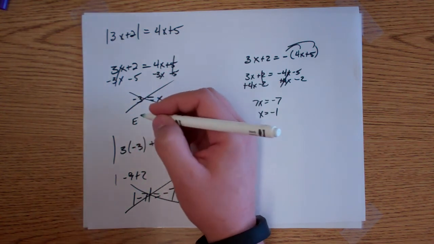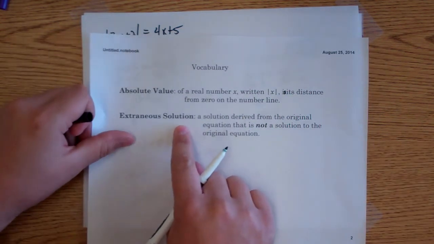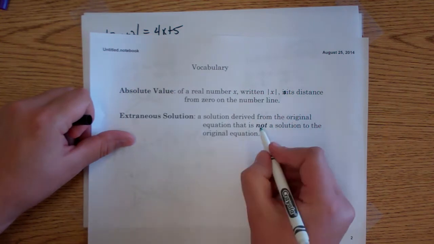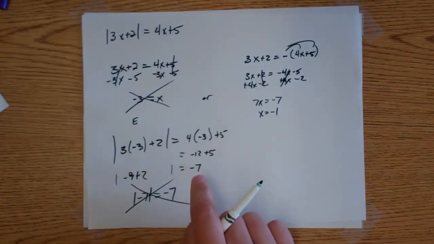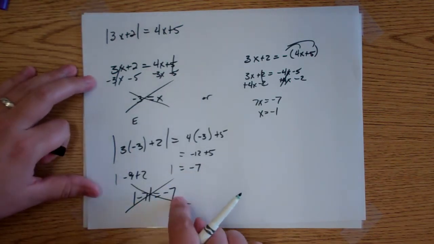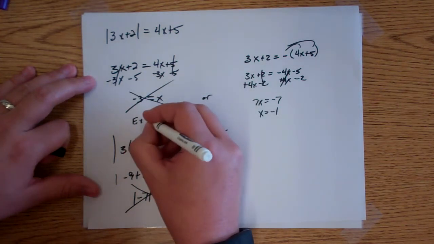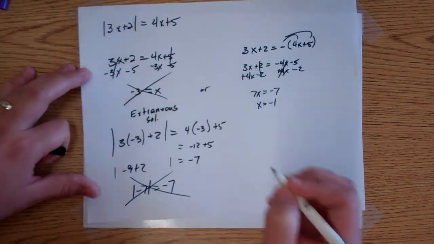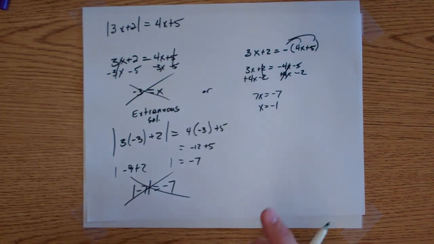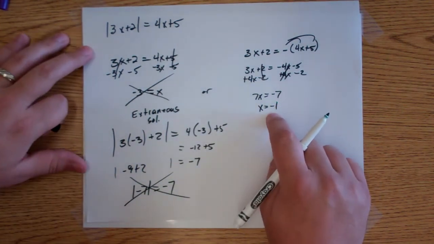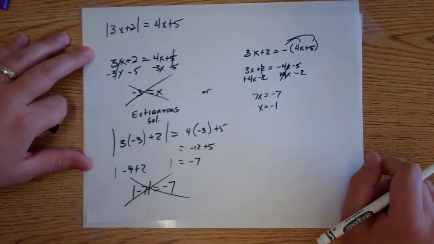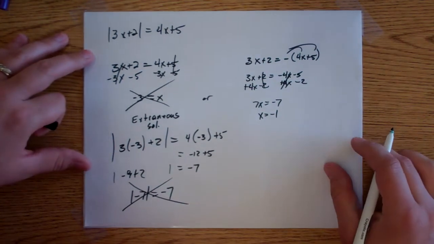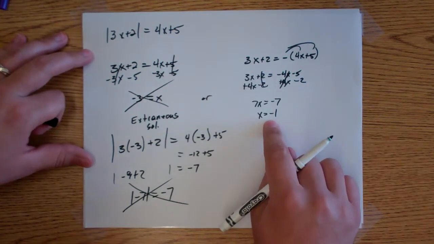You remember from the vocab? Extraneous solution: a solution derived from the original equation that is not a solution. Well, this is not a solution because the absolute value cannot equal a negative number. So this is an extraneous solution. Now, let's check this side, because if this is also extraneous, that means this has no solution if negative 1 does not work.